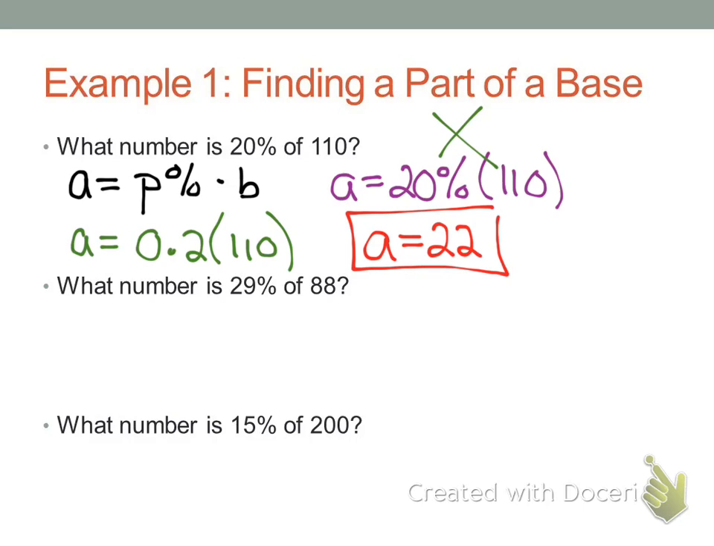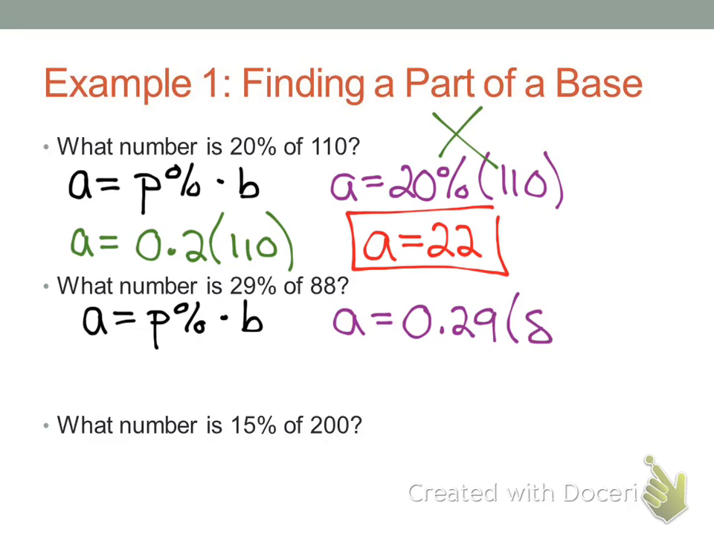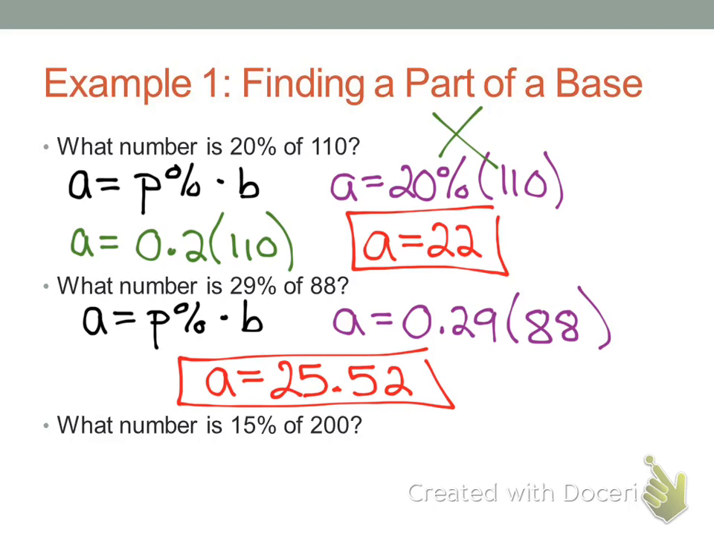All right, so what do you write first? A equals P percent times B. All right, what'd you plug in for P? 29%. Okay, but did you change it to a decimal? 0.29. A equals 0.29. We just automatically change it to a decimal times 88. Then when I multiplied it, A equals what? 25 and 52 hundredths. Yes. All right, who got it? Who got it? Awesome.